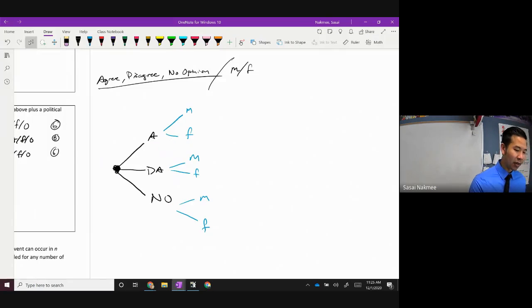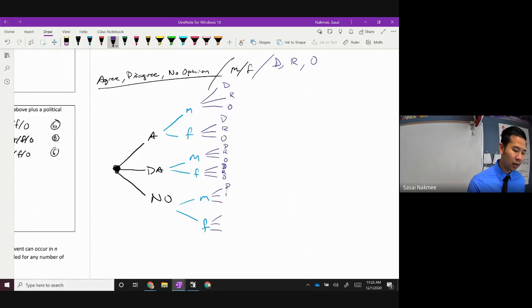And you can go even further now, because the third option was their political party. They were either Democrat, Republican, or other. So from male, you can branch out 3 more times, 1, 2, and 3, making them Democrat, Republican, or other. And you can do that for the females as well. So D, R, O, D, R, O, D, R, O, D, R, O.